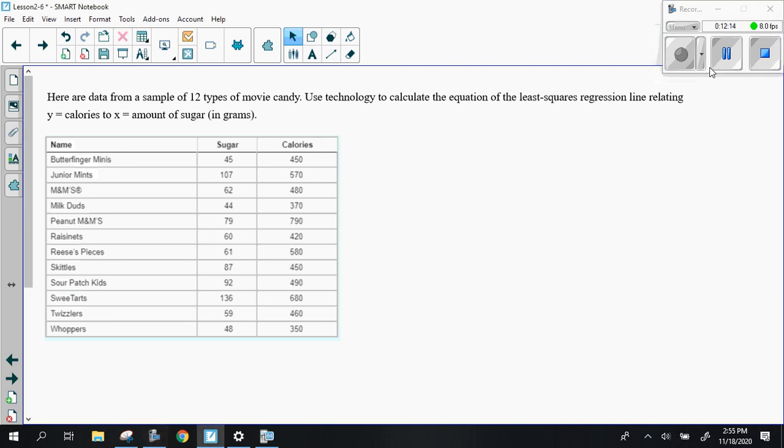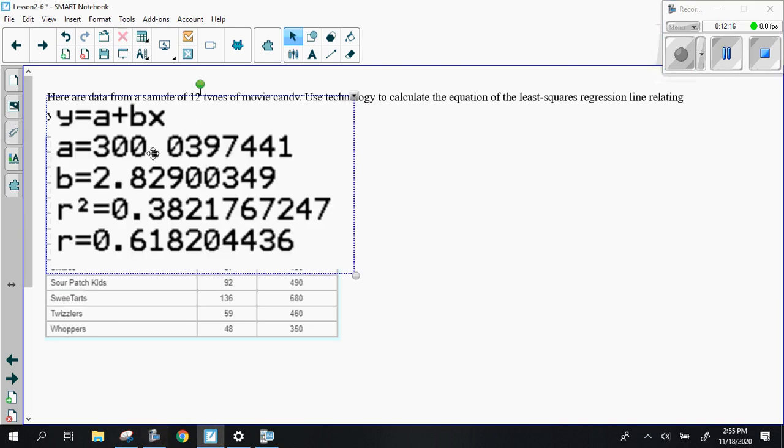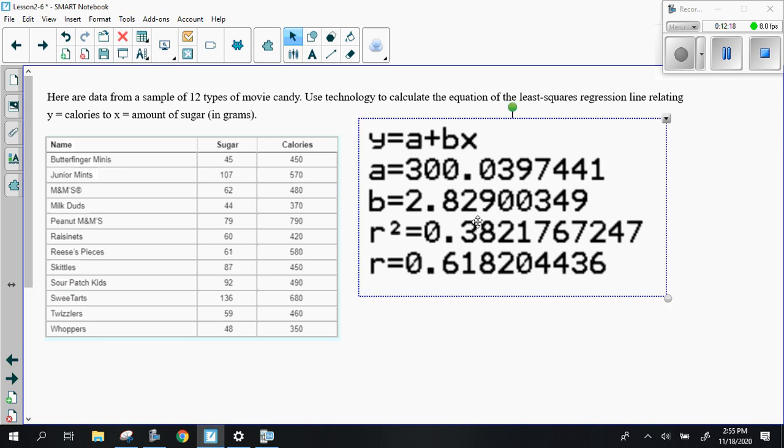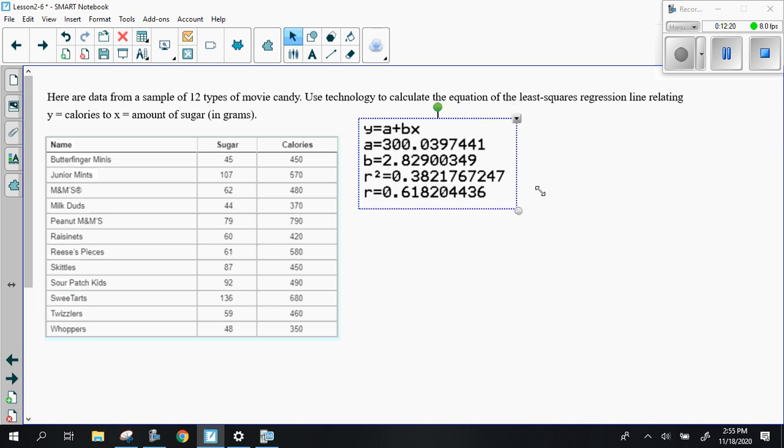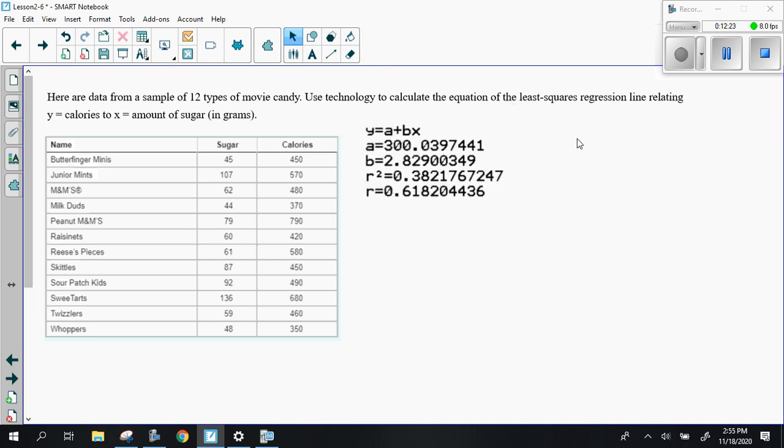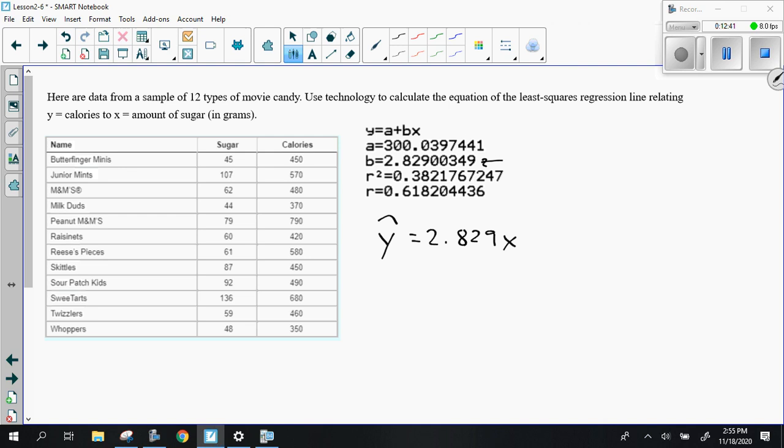So let's go ahead and write that out. It's not good enough just to put down these values. What we're going to need to do is actually write the equation of the line. So that's going to be y hat equals, b is my slope, right? So this is my slope. So it's going to be, and I can write it in this order, the order doesn't matter, 2.829x plus a, my y-intercept.